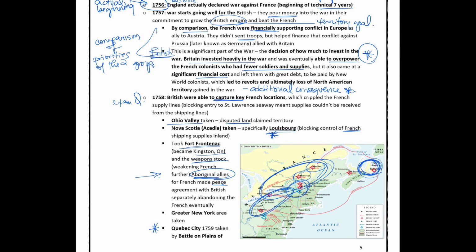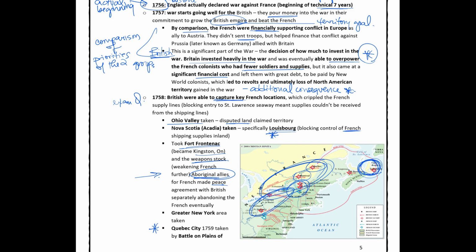And again, this is the comparison here. Comparison of the priorities of the two groups. It was a choice by the French not to financially support North American conflict. The French kept their financial support in Europe. They didn't send as many troops or supplies to North America, which was a part in them losing the war.